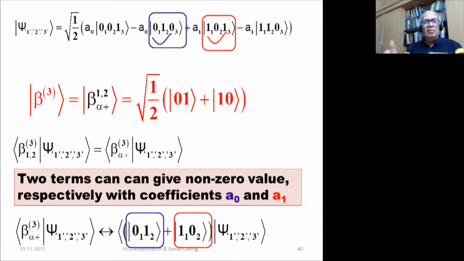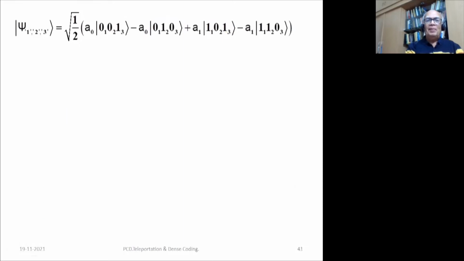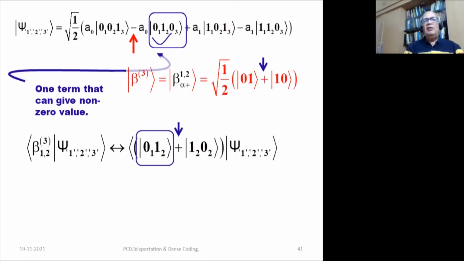But Bob does not know that Alice has chosen this particular Bell state to entangle 1 and 2. So that's a piece of information which will eventually have to be added. So let us see how this works out. So these are the two terms.